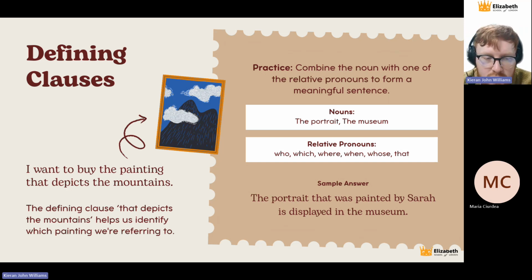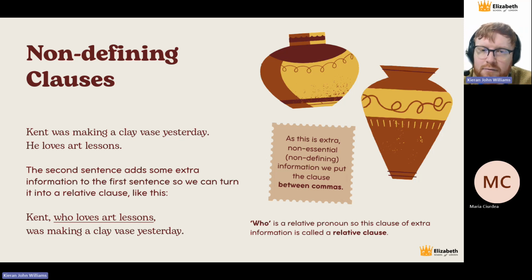Now let's look at the non-defining clause, which gives extra information. So we've got two sentences here. Kent was making a clay vase yesterday, and it also tells us he loves art lessons. So we've got two bits of information there. Okay. So the second sentence gives us a little bit of extra information to the first one. And in that situation, we can turn it into a relative clause. So we can say Kent, who loves art lessons, was making a clay vase yesterday.